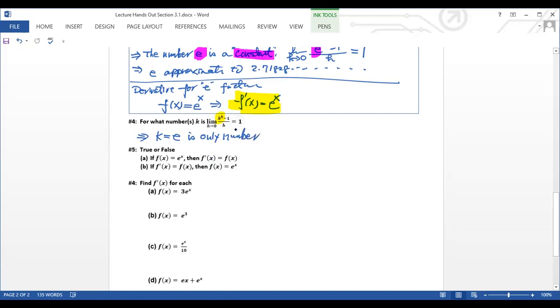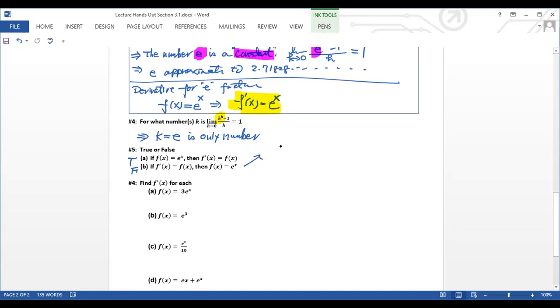Okay, let's take a look at the true false here. So let's say if f of x equals e to the x, then f prime x equals f of x. Is this true or false? This is true. That's the derivative formula, right? So if f prime x equals f of x, then f of x has to be equal to what? Has to be equal to e to the x. True or false here? Okay, so this is what? This is false.